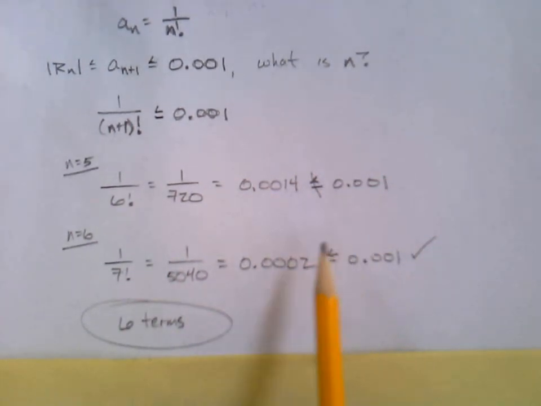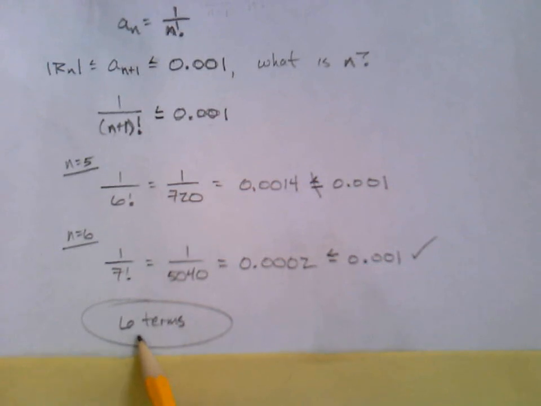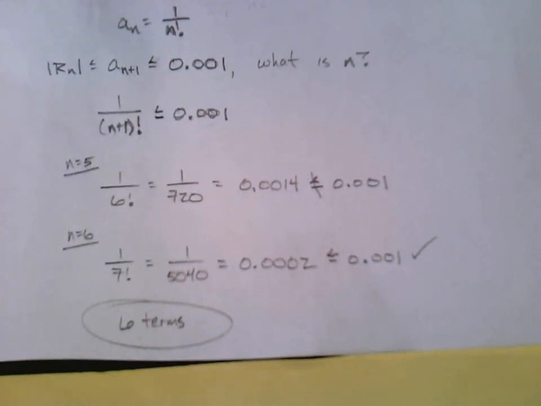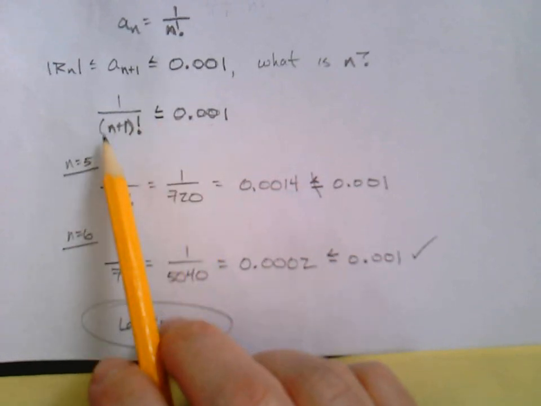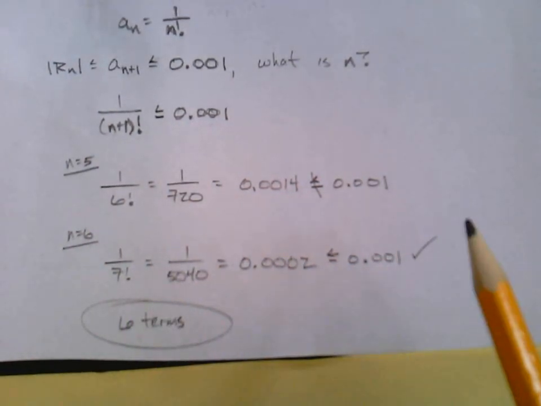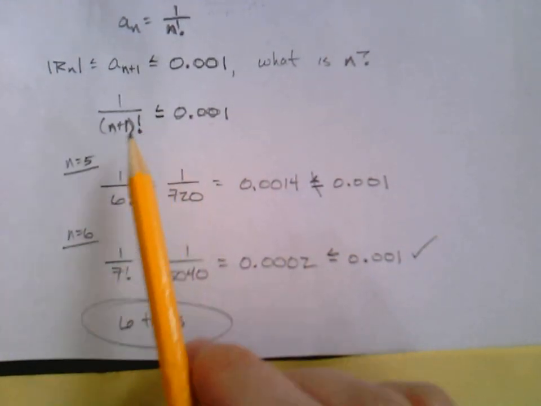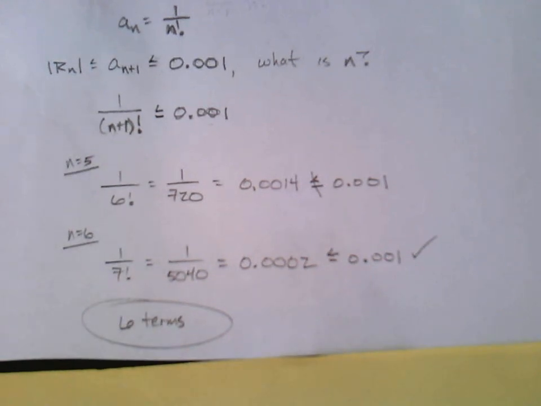5 wouldn't be enough. 6, I get it. If I was to go 7 or 8 or 9, I would get it. But I don't need that many to approximate that closely. I can stop at 6. If it had been possible to just solve this as normal, we could have done that too. And then you'd have to round up if you get a decimal to get to the next highest value of n. But with that factorial, no, we can't do that. Guess and check. All right, that's the end of alternating series.